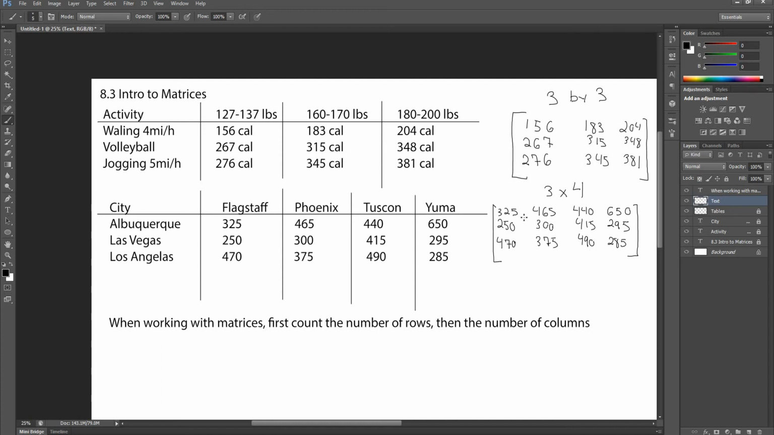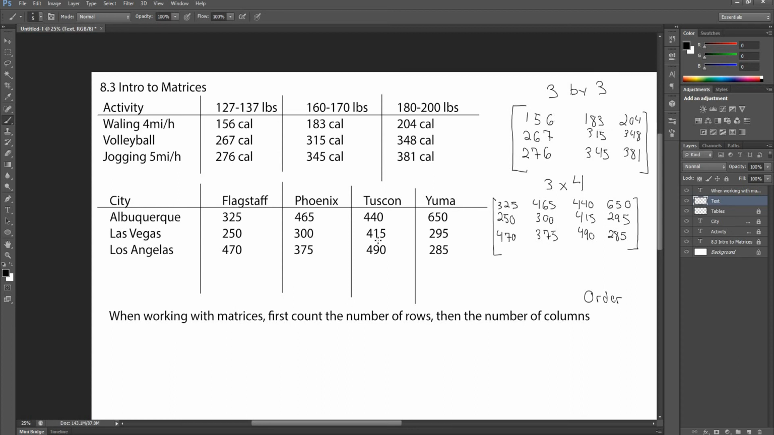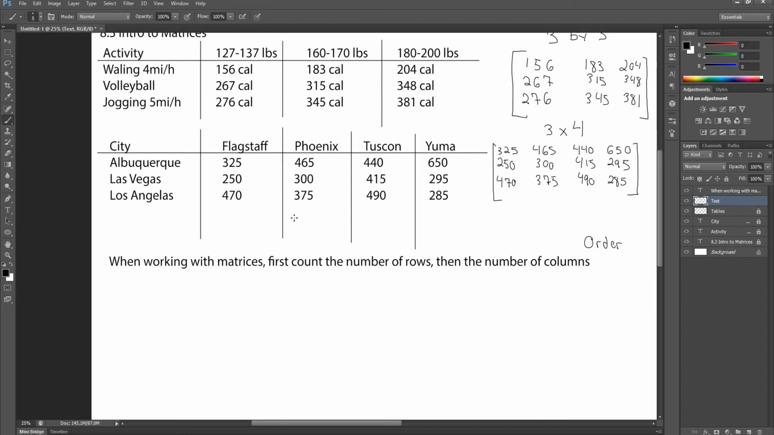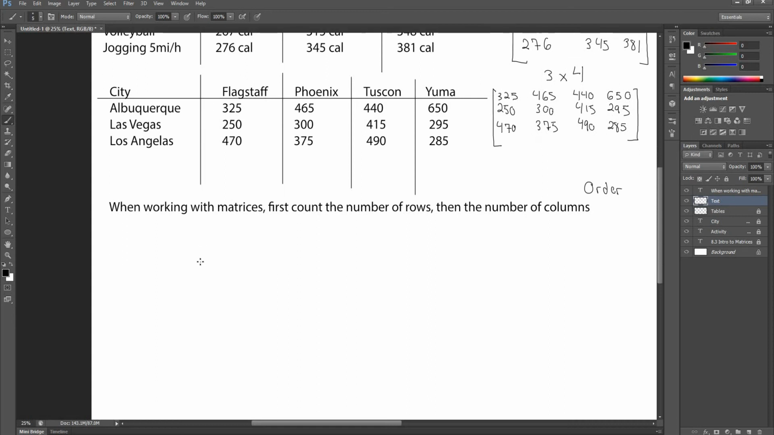So again, when we're counting the size of an array, which we'll get to, the size of the array is known as the order, but we'll see that again in a moment. So the order is the number of rows by the number of columns. So I'm going to provide a brief definition and a general structure for all matrices.